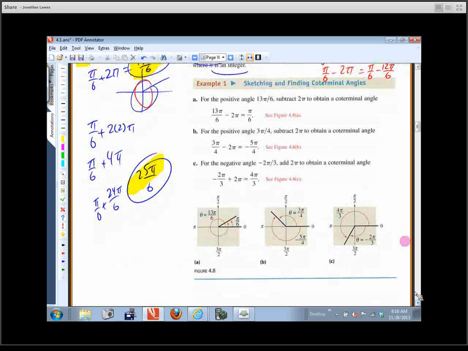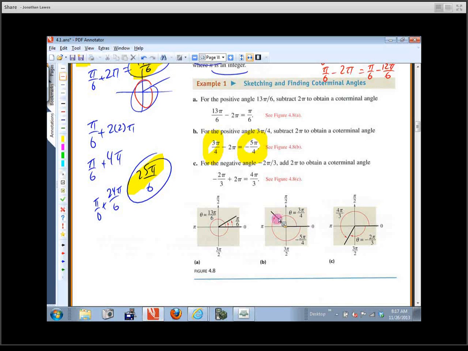So that's what they've talked about right here, how to find coterminal angles. You'll notice on this one, they subtracted 2 pi to get back to pi/6. They subtracted 2 pi. That means that this angle right here and this angle right here are coterminal, and let's take a look at why.